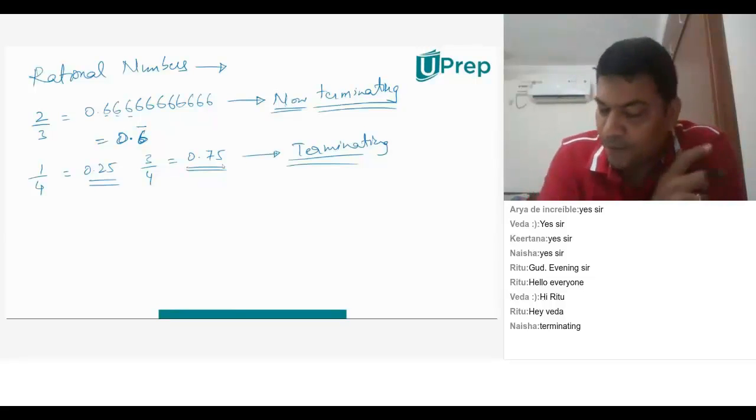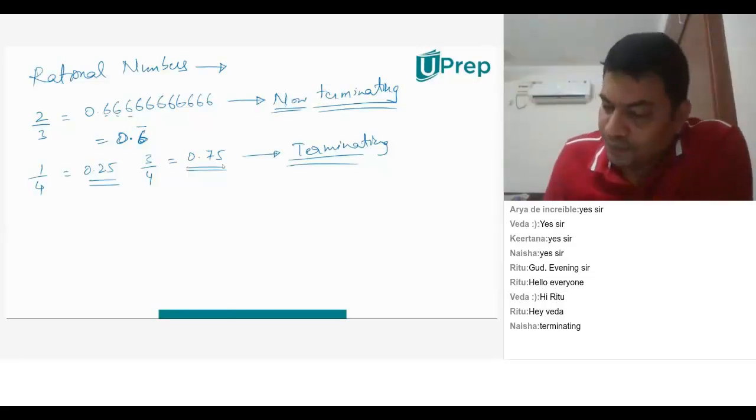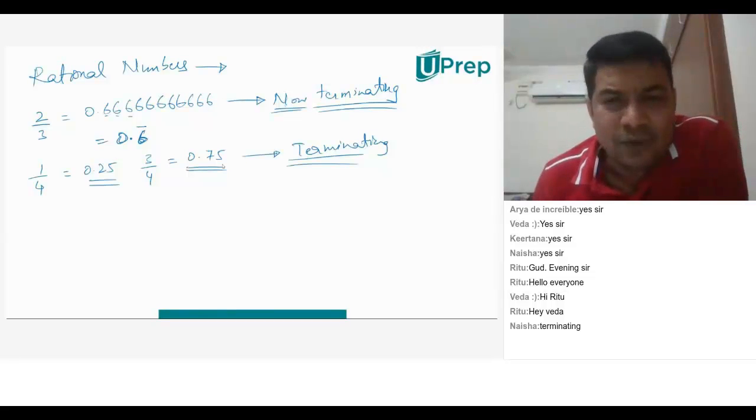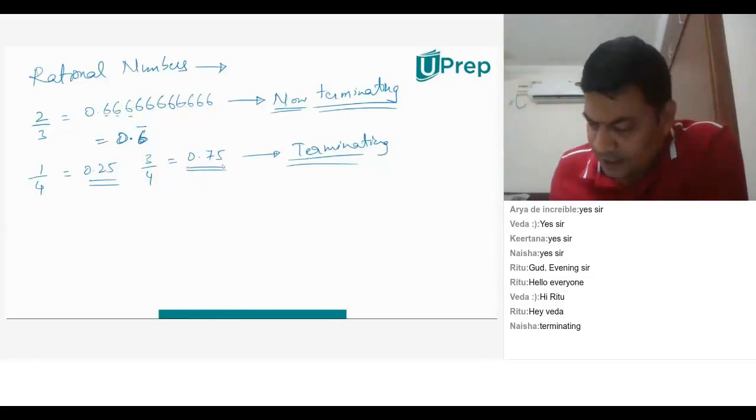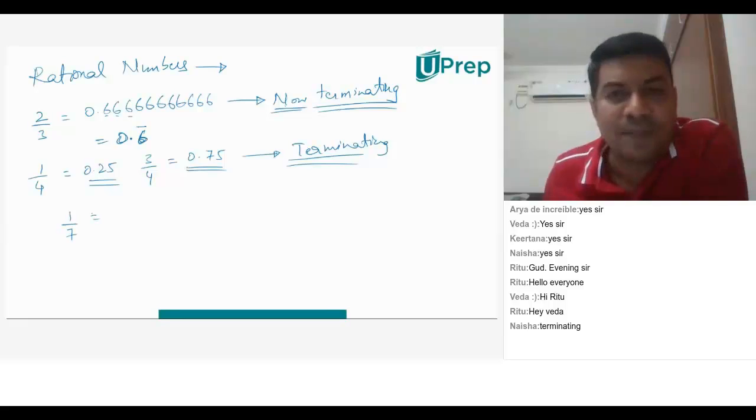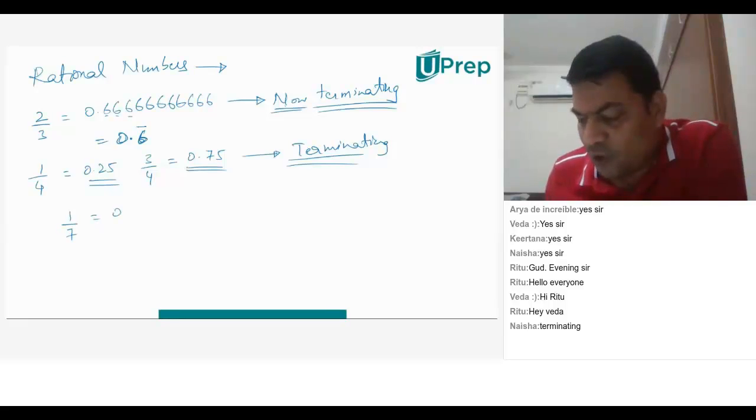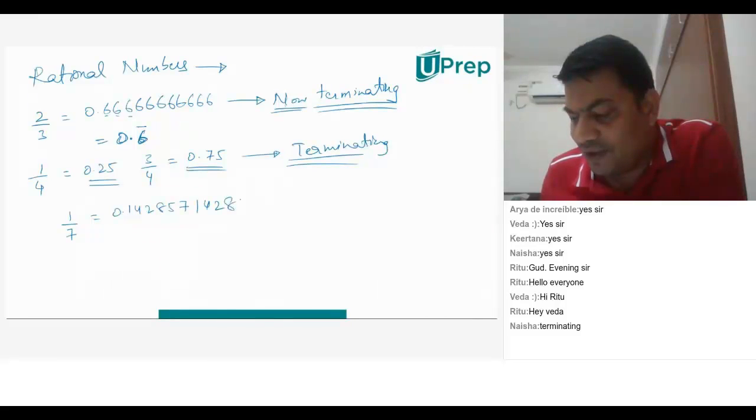I understand. So coming to recurring and non-recurring, let's look at a couple of examples. If we have something like 1 by 7, if you calculate 1 by 7, it comes like this: 0.142857, 142857, 142857. It keeps on coming like that.